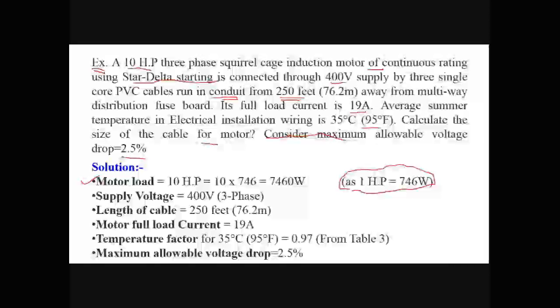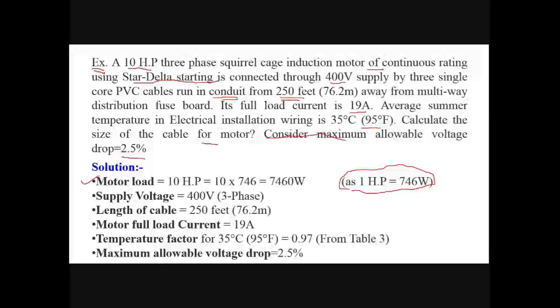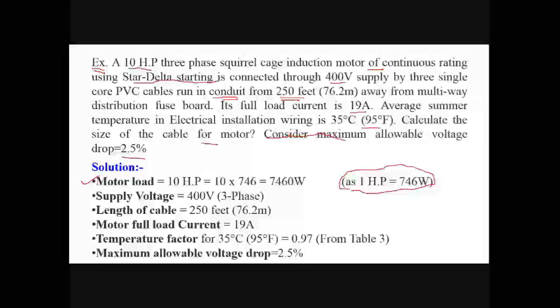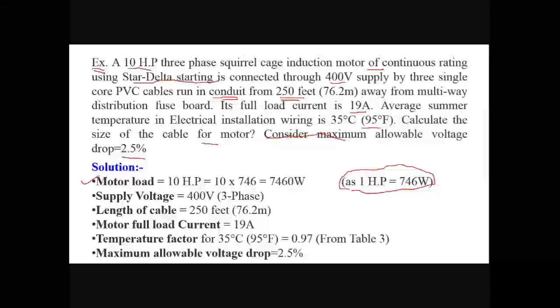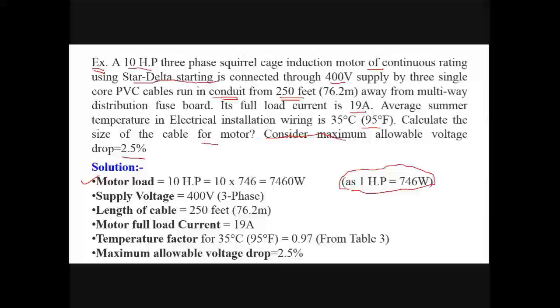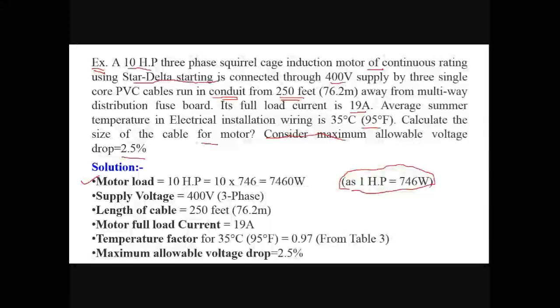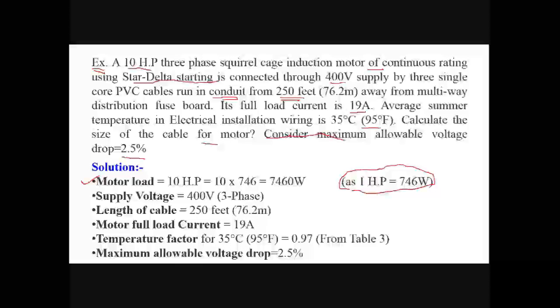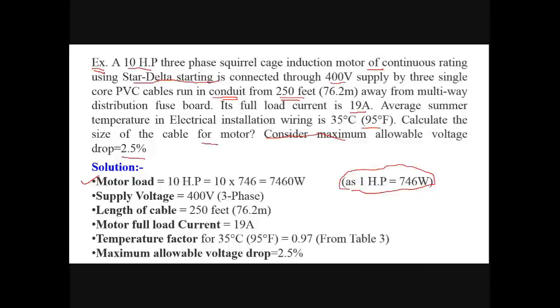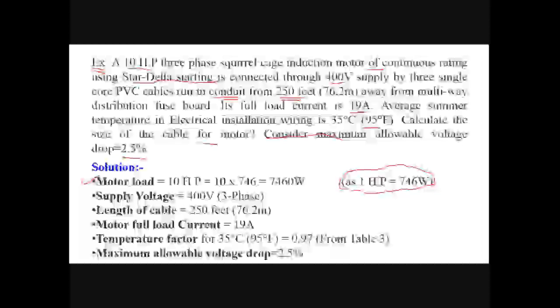After that, the three-phase supply system is available, so we consider the supply voltage as 400 volt. The length of cable is 250 feet, so we take the quantity as 76.2 meter. The motor full load current they have given, so we are not interested in finding it, but we can find it as P divided by V, and you will get nearly 19 ampere.